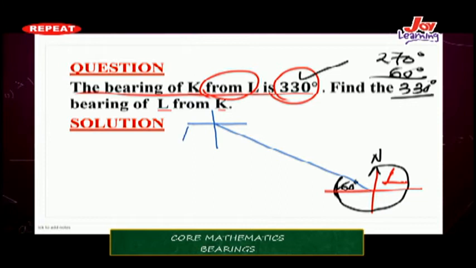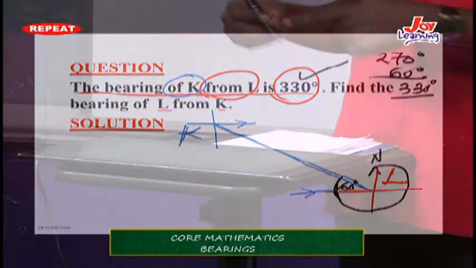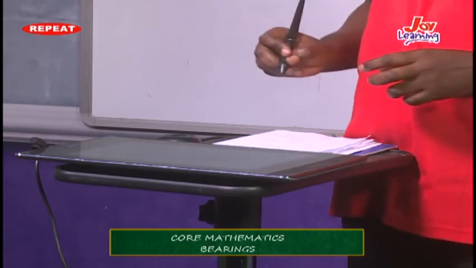This is K, because the initial one was L, right? And it is of K, so here will be K. Check your alternate angles. Angles at the corners of the Z-like shape, where these are parallel lines. These lines are parallel, and this line is a transversal. So angles at the corners of the Z-like shape are equal, they are alternate angles.